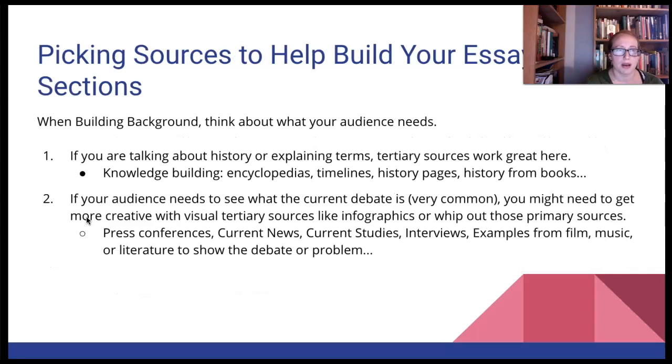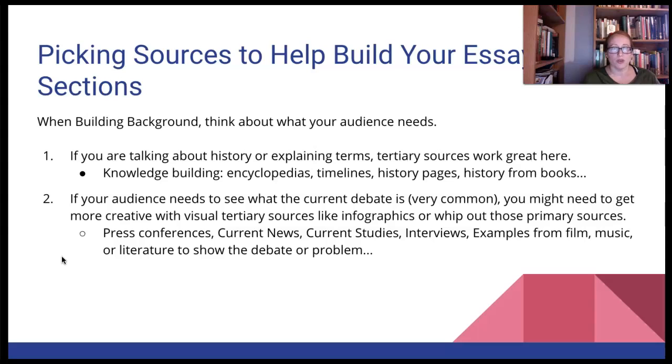So here's just some ideas when you're picking sources. When you're building background, think about what your audience needs. If you're talking about history and explaining terms, it's okay to use tertiary sources there, to think about your encyclopedias and timelines and histories and things like that. If your audience needs to see what the current debate is, you have some of this from your annotated bibliography, and that's also part of the goal there.